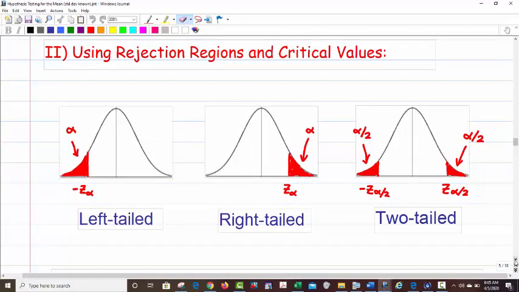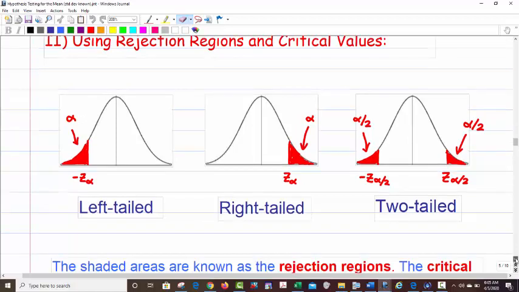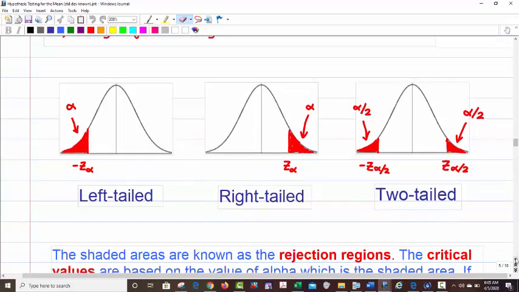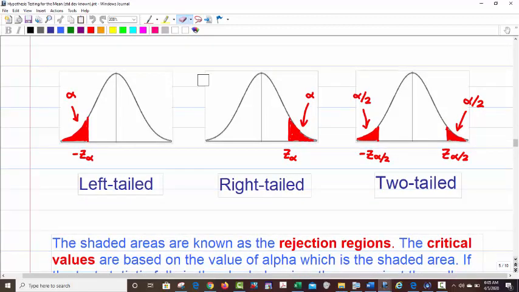Now we're going to look at the other technique using rejection regions and critical values, which is going to be the primary technique we're going to use for t-distribution problems. So we're going to throw the p-value business out the window for now. And we're going to be using some chart values here. Now this area is not p-value. This area is alpha, the level of significance. So in a left-tailed test, that's going to correspond to a z-value off of our chart.